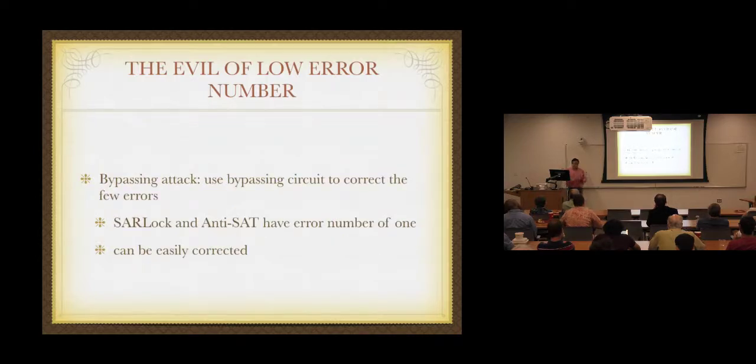And then there are some others. For example, if the attacker or the user finds that error by accident, then you can do bypassing. You can hardwire the correction. Because you know, plug in one wrong key, there is one input that will produce the wrong output. Then I just correct that one, and I get a working circuit. This is called a bypassing attack. So generally speaking, having no error is bad for the designer.